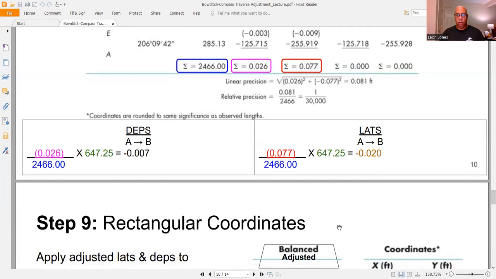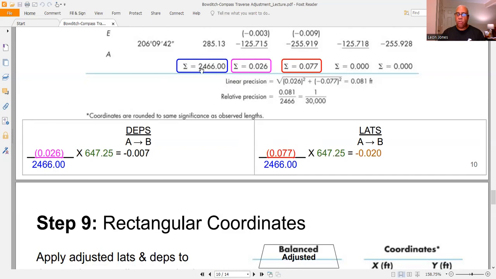Now, when you go into your coordinates, you're going to be using a lot of these formulas here. You're going to take the sum of your latitudes and departures and divide it by your length, and then you're going to multiply it by the total length and then by the length of your point. And this is how they came up with 0.047. So in other words, they took 0.26, that is the sum of all your departures.